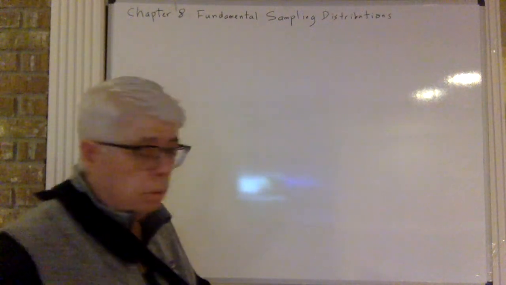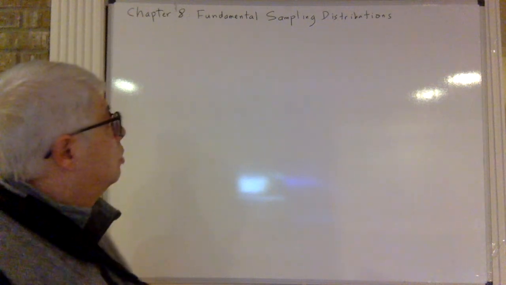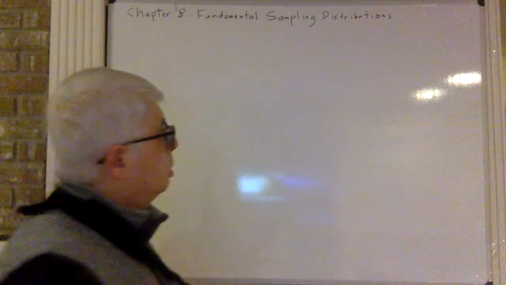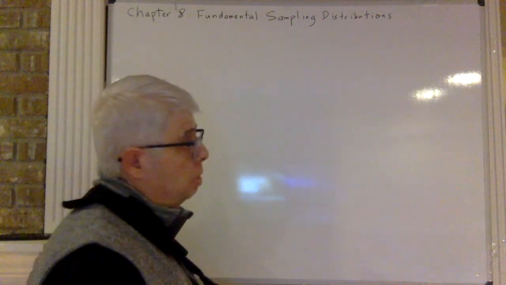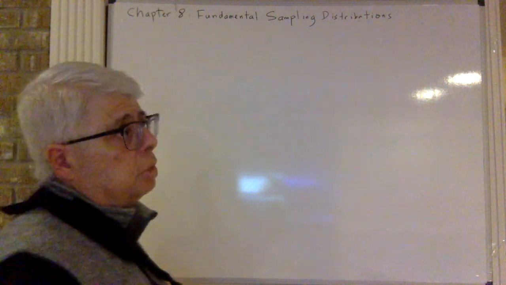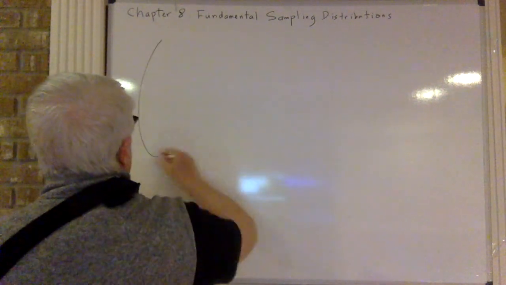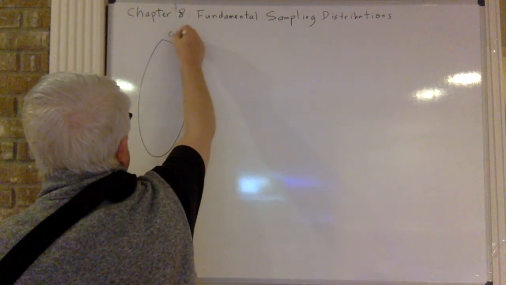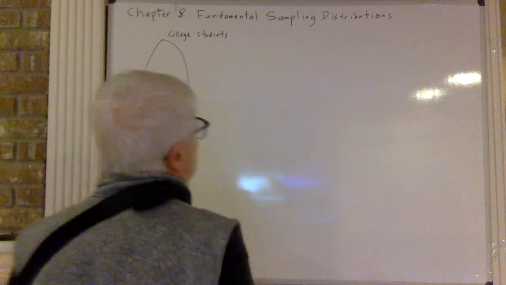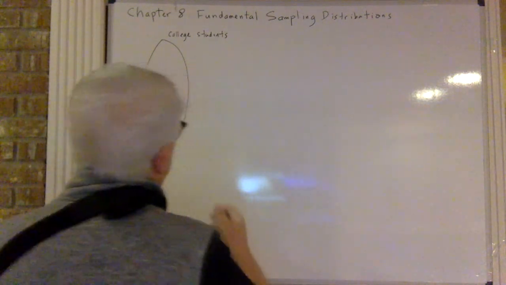Okay, so we start statistics today, and that's chapter 8 of the textbook, Fundamental Sampling Distributions. Well, we're going to study a population. Now, this population can be anything, but it has to be well defined. Say, for example, we take college students. So our population can be college students. And we're going to study something like age, say, age of college students.